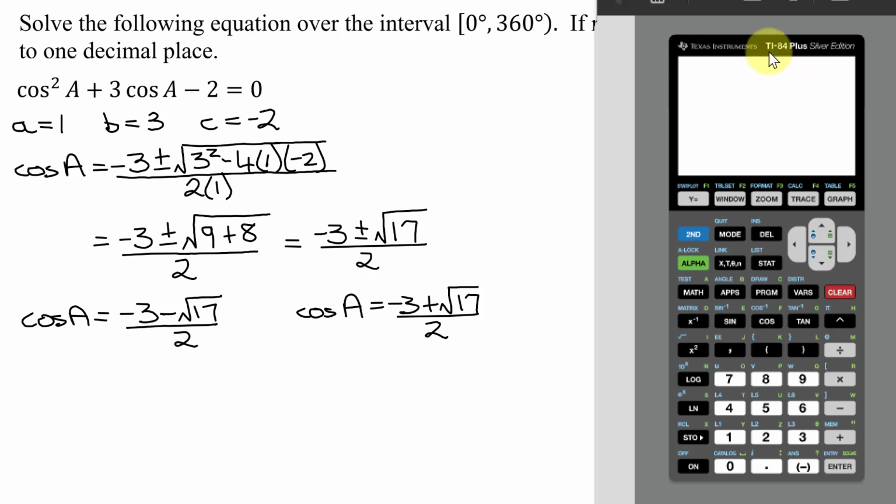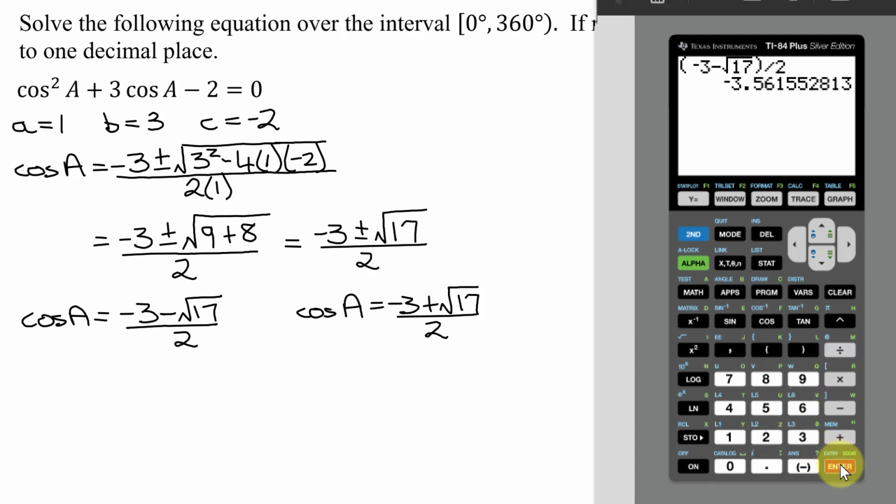In this case, I'm using a TI 84 Plus Silver Edition, and I need to get approximations for these two numbers. If you do it in one step, be careful, you must put the numerator in parentheses. So I'm going to have open parentheses, then negative 3. This is the negative key. This is the operation of subtraction. So negative 3 minus the square root of 17, the square root is second x squared, of 17. Notice I'm still under the radical, so arrow over, I'm not under the radical, close parentheses, and then finally divide by 2.